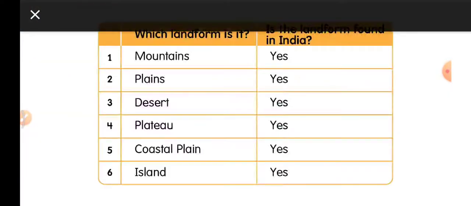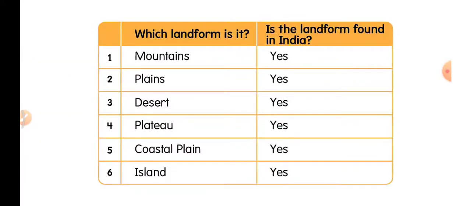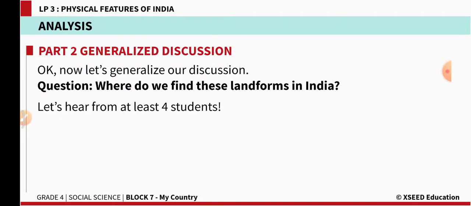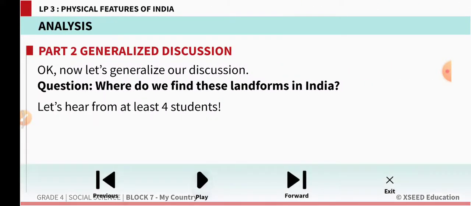So now let us look at this table. Which landform is it? It is mountain. Is it found in India? Yes. Plains, are they found in India? Yes. Desert? Yes. Plateau in India? Yes. Coastal plains in India? Yes. Islands in India? Yes. Okay. Now, where do we find these landforms in India?